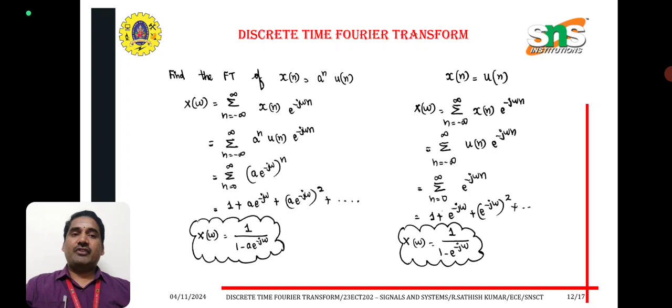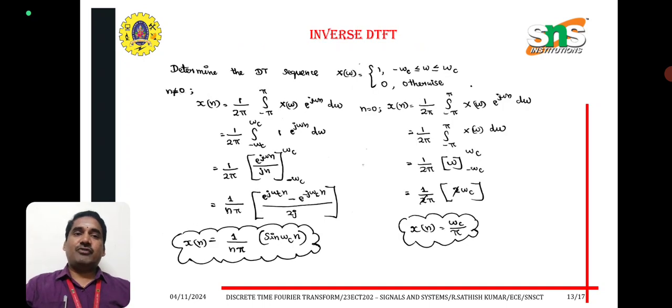For x of n equal to u of n, use the same formula of DTFT. X of omega is equal to summation n is equal to minus infinite to plus infinite x of n into e power minus j omega n. u of n represents 0 to infinite, e power minus j omega n. Instead of n, you can substitute 0 to infinite: 1 plus e power minus j omega plus e power minus j omega the whole square. Therefore, 1 plus a square becomes 1 divided by 1 minus a. Therefore, X of omega is equal to 1 divided by 1 minus e power minus j omega. This is the discrete time Fourier transform of 1 for minus omega c to plus omega c.